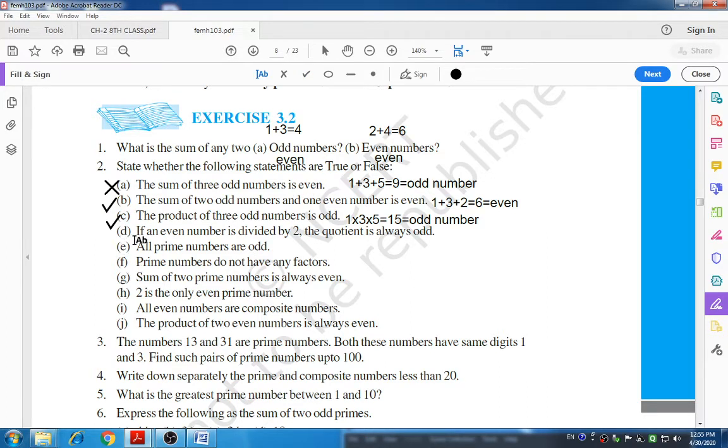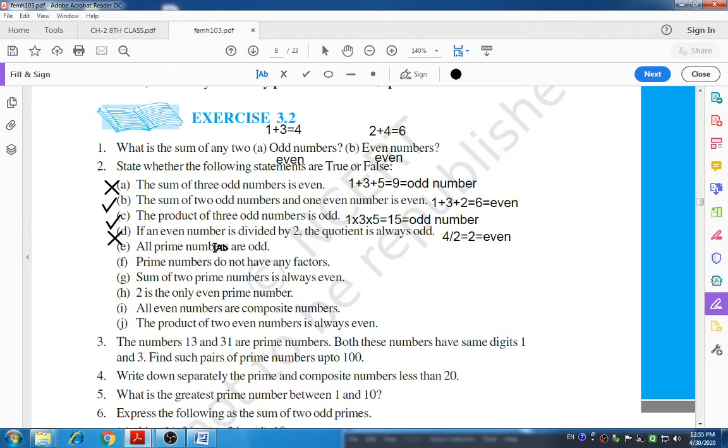Now what about D? If an even number is divided by 2, the quotient is always odd. Okay, look at here carefully. Any even number, I will choose 4. If it is divided by 2, my answer will be 2. Is it odd or even number? Absolutely correct. It is an even number. So this statement is wrong.